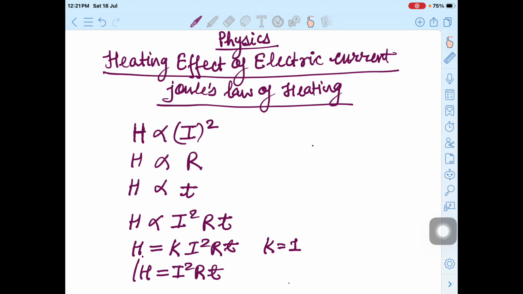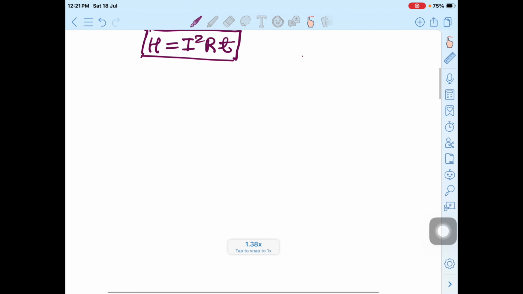So this was the statement and the formula given by the scientist Joule. He stated that the amount of heat generated inside any conductor when current flows through it will depend on the square of that current, the resistance of the conductor, and the time for which the current is flowing inside the conductor. Now we will derive this formula mathematically.